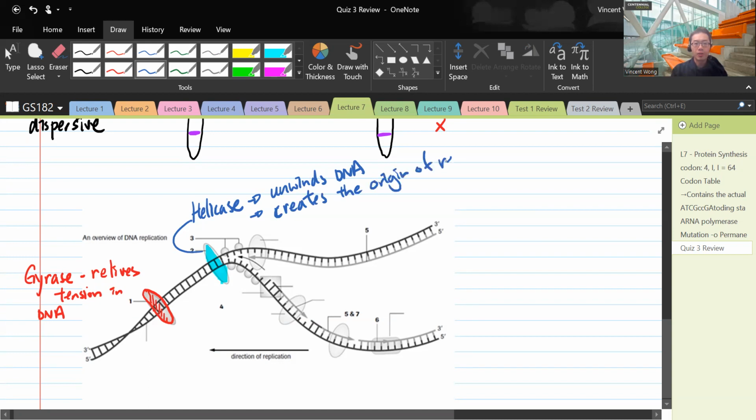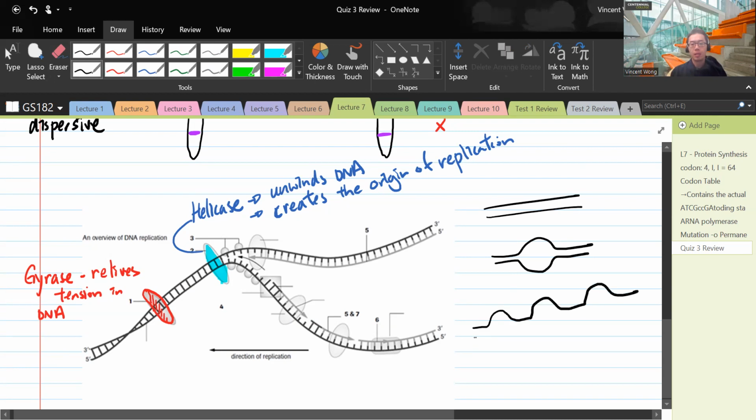of replication, right? Remember, in prokaryotic cells, there would be a single origin of replication. Like if this is the original DNA, the helicase would create a bubble, right? That's an origin of replication. For eukaryotic cells like us, we have a lot more DNA, so it's necessary to create multiple origins of replication. Okay, so that's one difference between the two.